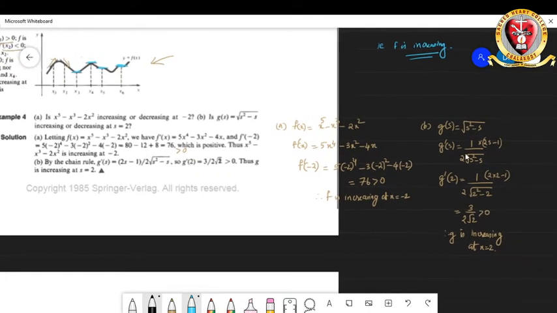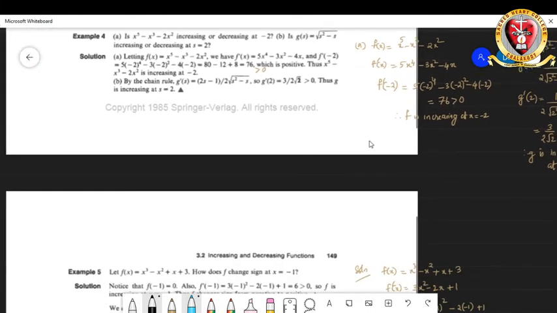Now the b part gives us g of s is equal to root of s square minus s. By applying chain rule, you get g dash of s is equal to 1 by 2 root s square minus s into the derivative of s square minus s, which is 2s minus 1. Now we are asked to find the behavior at s is equal to 2. So put the value s is equal to 2 in g dash, you get g dash of 2. When you evaluate it, it is equal to 3 by 2 root 2, which is a strictly positive quantity, which is strictly greater than 0. That means g is increasing at s is equal to 2 by the increasing and decreasing test.